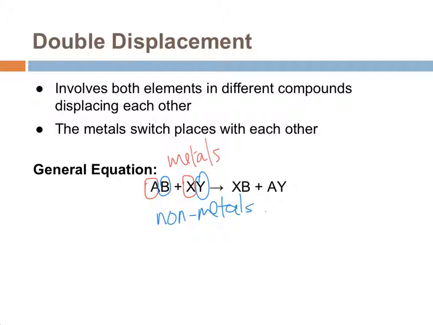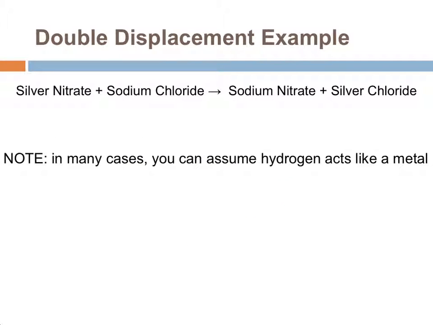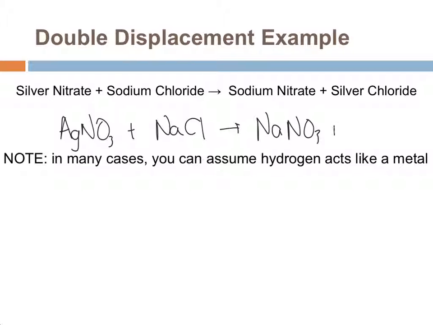So in a double displacement reaction, the metal of one compound swaps with the metal of the other compound. So that is going to form XB and AY. Looking at an example, silver nitrate. So we've got to think about our formulas here. Silver nitrate is AgNO3 plus sodium chloride. It's going to react to give sodium nitrate and silver chloride. Okay, so we're already balanced here.